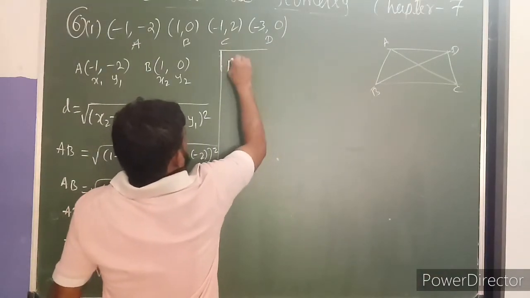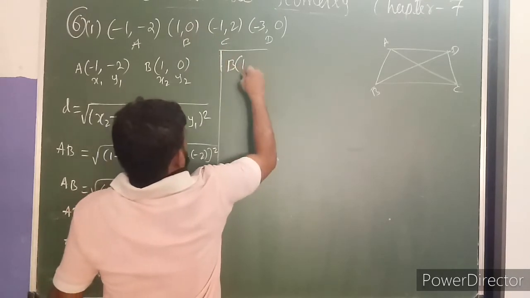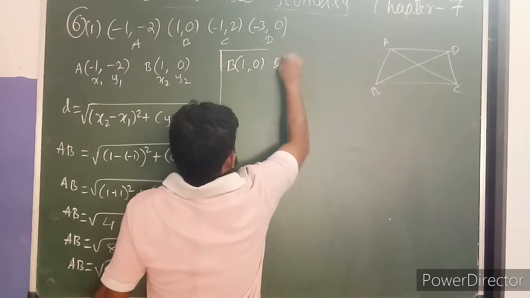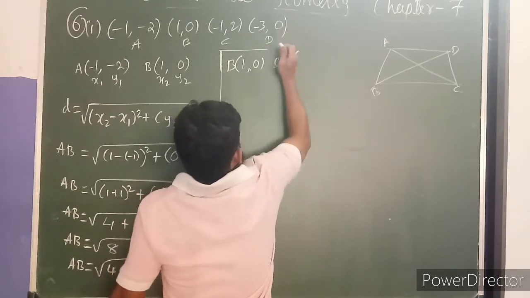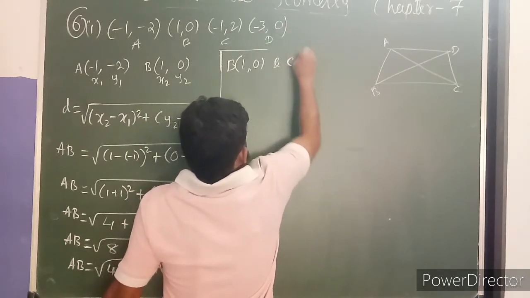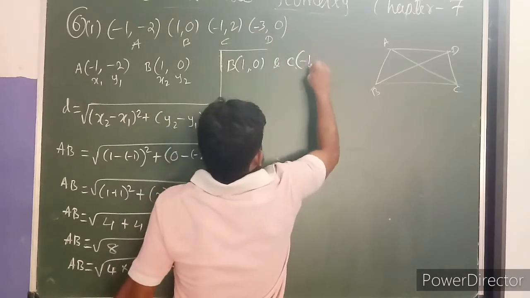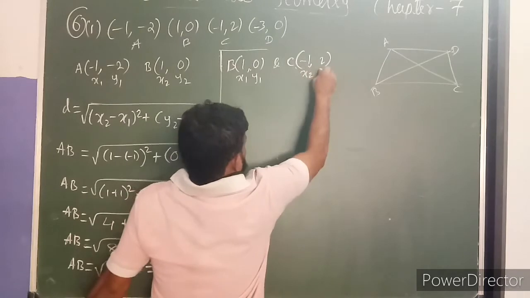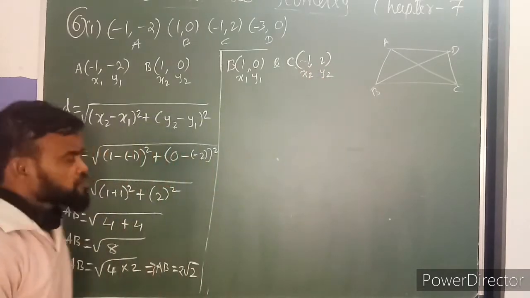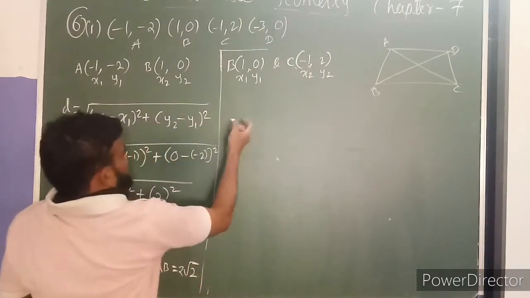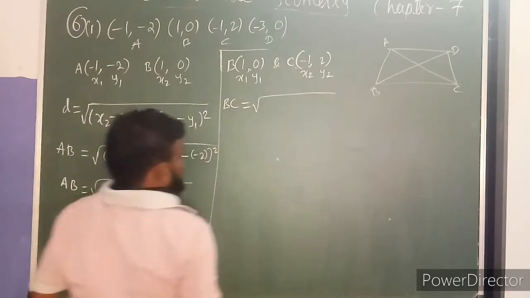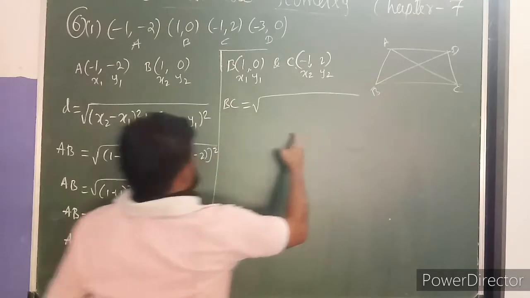So right here, what is the B value? B is 1, 0. And C value, C is minus 1, 2. I can put x1, y1 and x2, y2. So according to the distance formula, I am directly writing according to the formula.